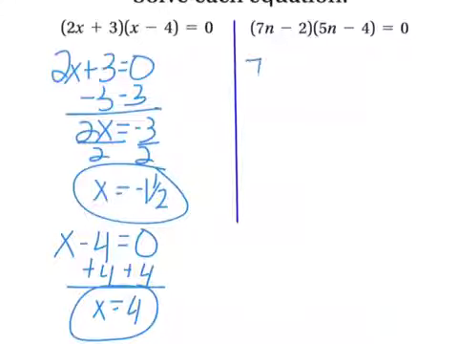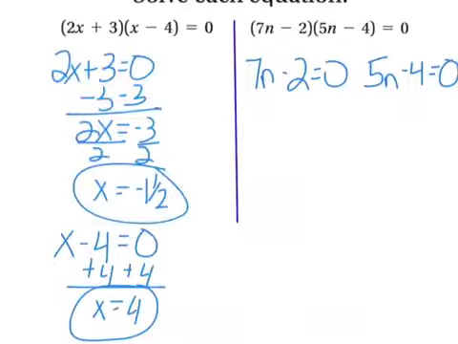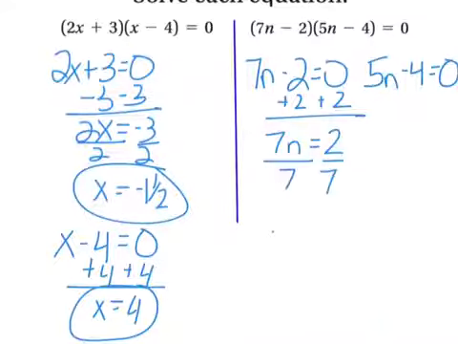I'm going to take that 7n minus 2 and set it equal to 0, and the 5n minus 4 and set it equal to 0. So I'm solving those two problems. I add 2 to both sides, and I get 7n equals 2, divide by 7, and n equals 2/7. If you wrote it as a decimal, that's okay. Just make sure you don't round it. Leave it exact, and that's why fractions are actually easier than those decimals.